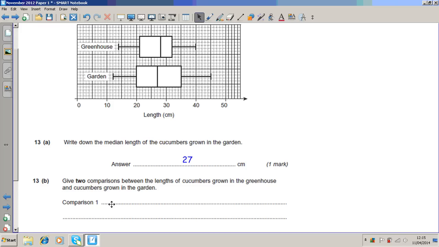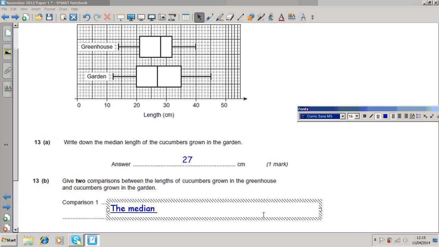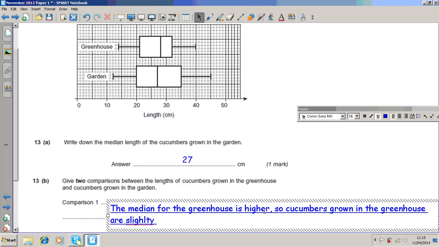So comparison 1, the median for the greenhouse is higher. Cucumbers grown in the greenhouse are slightly bigger. Comparison number 2.